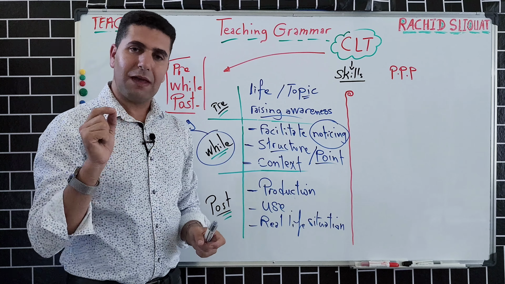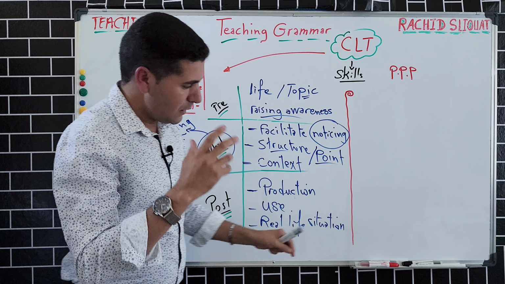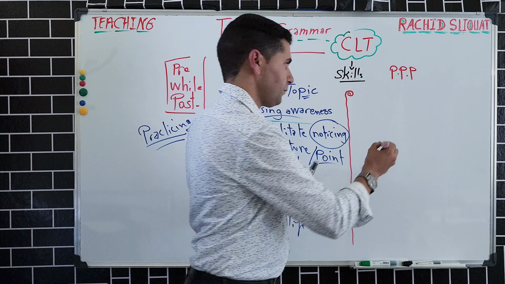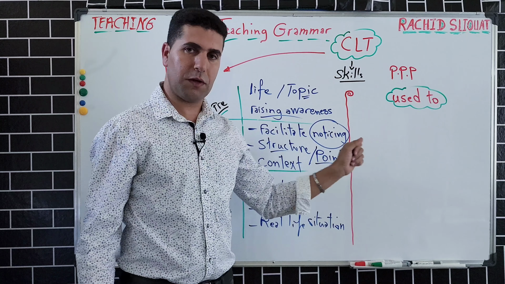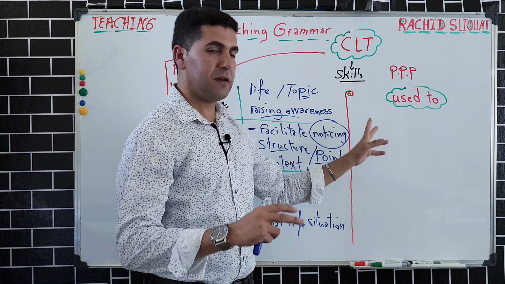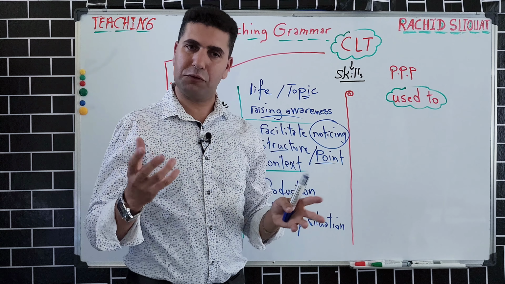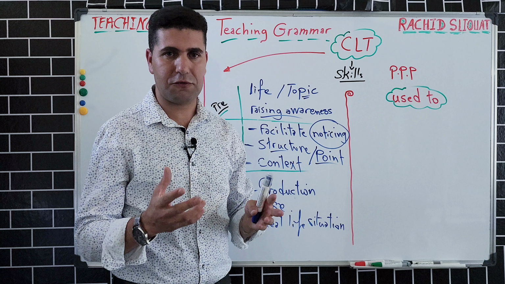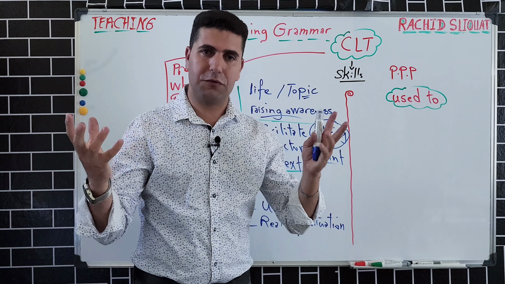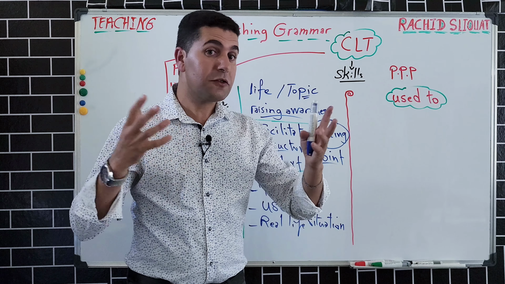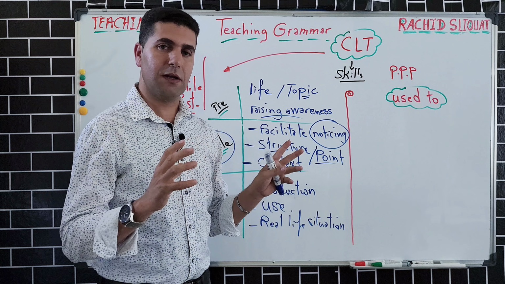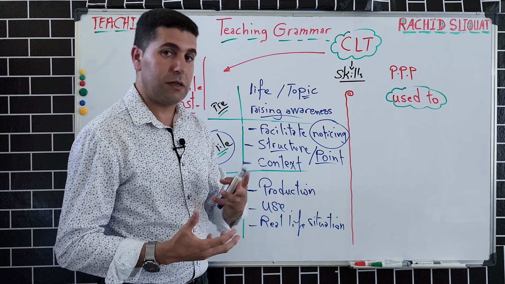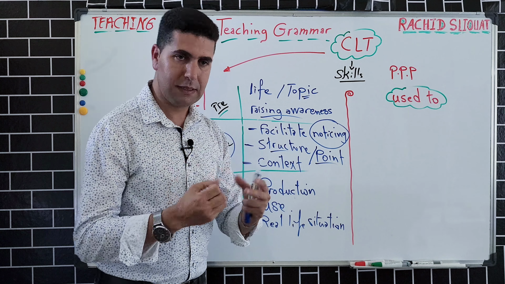Now we are going to take a very simple example. Let's take, for example, you are going to teach used to. So in the pre-grammar phase, very simply you can, for example, discuss how people change over time or over years, etc. You may show them two pictures of two people, how they changed. So this is the pre-grammar phase. So you are preparing, discussing something which is real, etc.